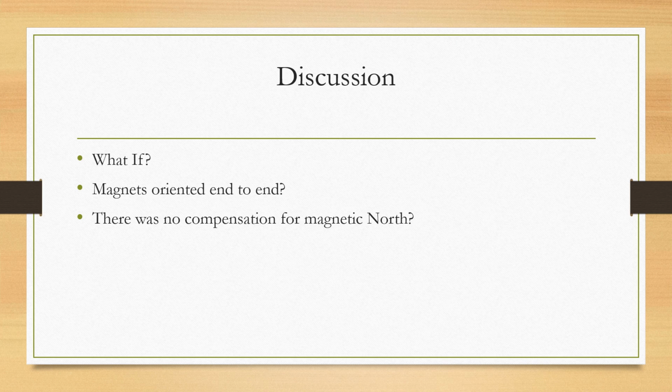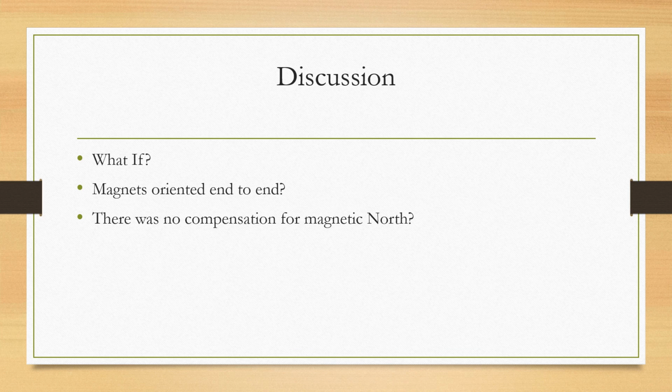This is the what if discussion. So what if magnets were oriented end to end in the experiment? Well, we would see maybe not necessarily a doubling of magnitude based on distance, but because we have more magnets producing magnetic field, we would expect to see a proportional increase in the magnetic field at all distances r due to that second magnet.